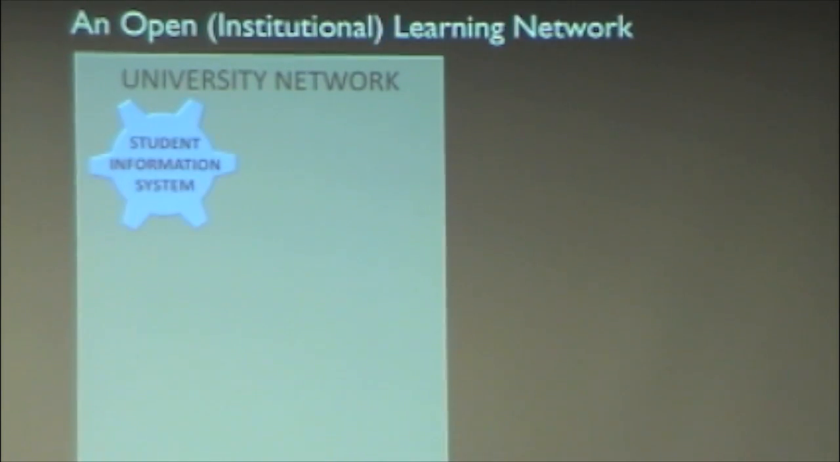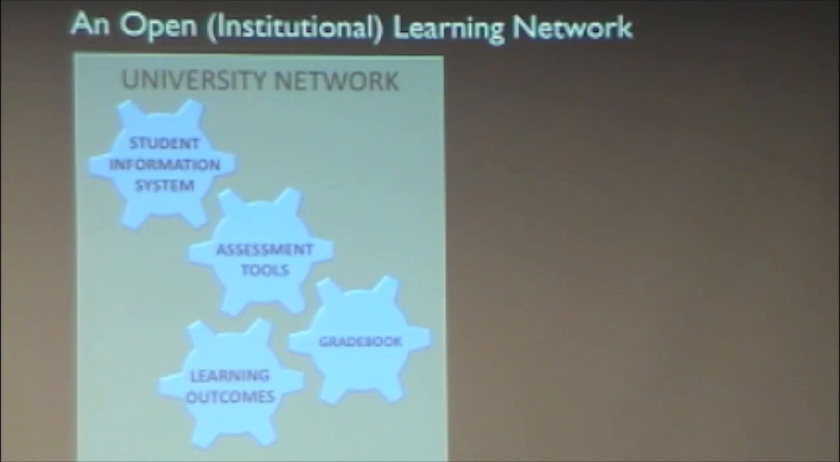Here's what we're doing, and I'm going to have to go through this fast, but as we've looked at this divide between the CMS and the PLE, we've said, okay, we have a university network. We have some moral, ethical, legal obligations to keep certain things secure. So we have our student information system, we have student gradebook data, we have a learning outcomes server, we have assessment tools. Those things need to be secure within our network framework.